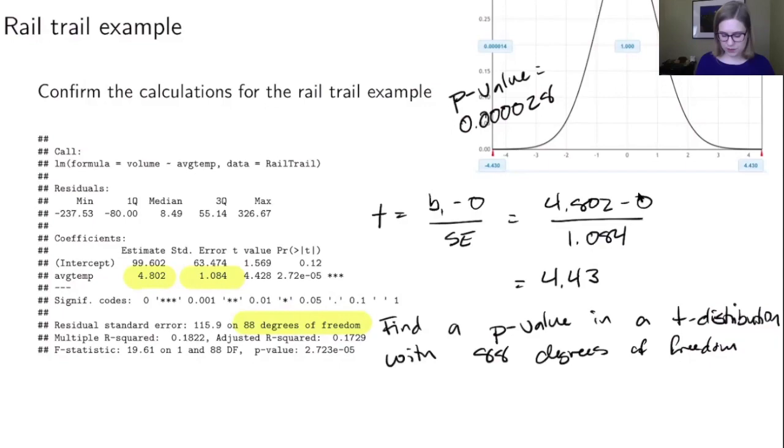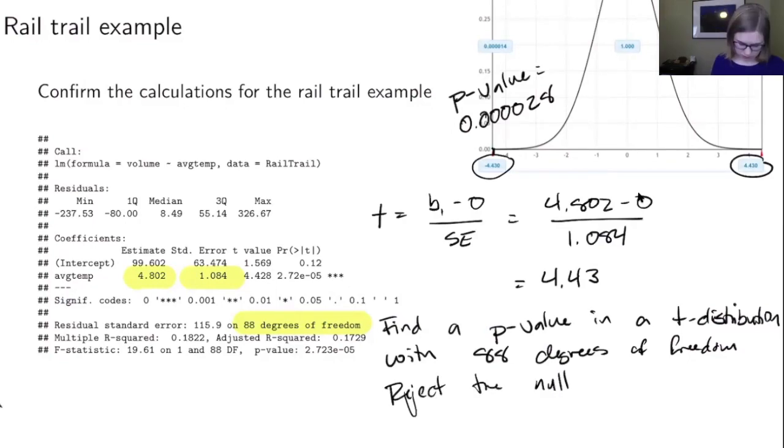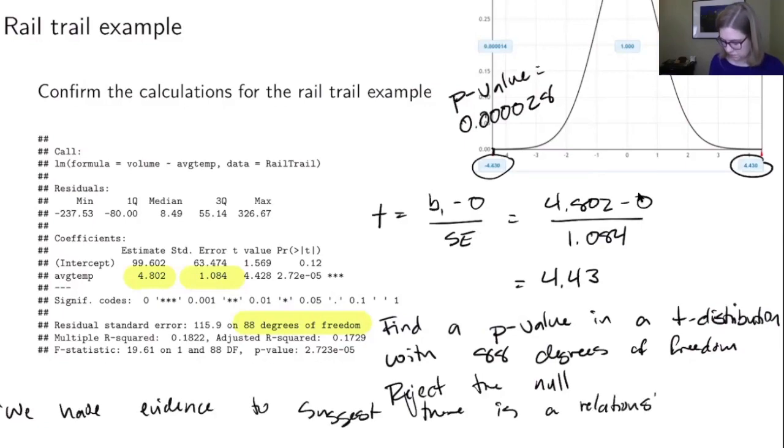And these values were really far out in the tails. We have this really small p-value, so we're going to reject the null. So we have evidence to suggest there is a relationship between average temperature and volume on the rail trail.